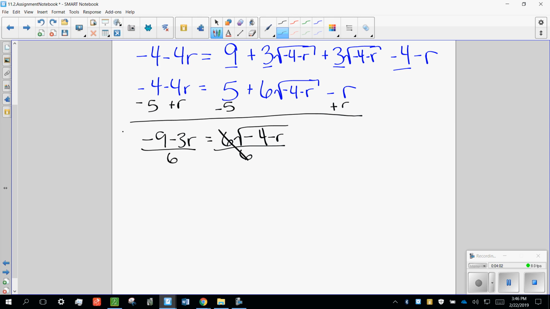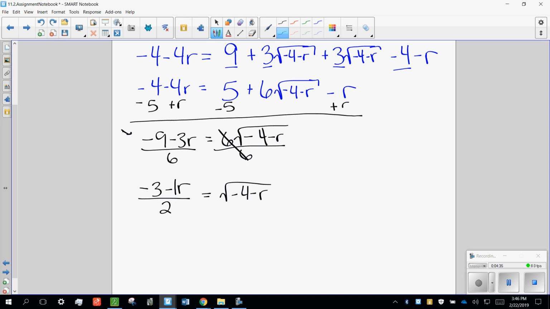Alright, let's do a little simplifying over here on the left side of the equal sign before we move on. 9, 3, and 6. They're all divisible by 3. So let's divide all of them by 3. That'll be negative 3 minus r over 2 is equal to the square root of negative 4 minus r. Now if you didn't do that, you'd still come out with the right answer. It would just, your numbers would be bigger. I feel like you'd be more likely to make a mistake as far as simplifying or factoring goes.